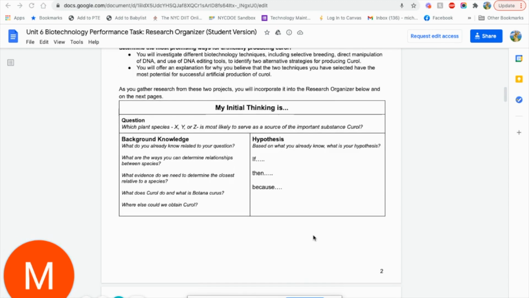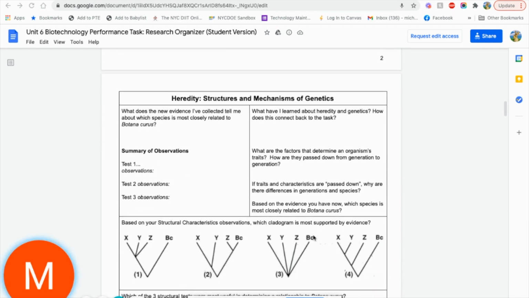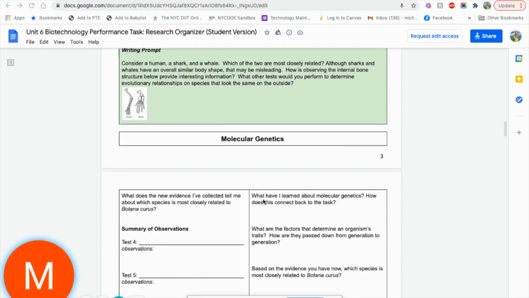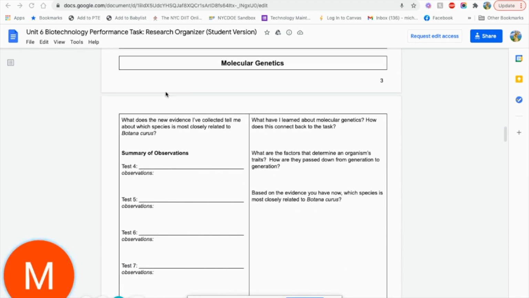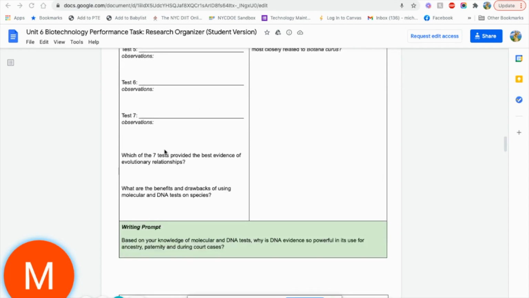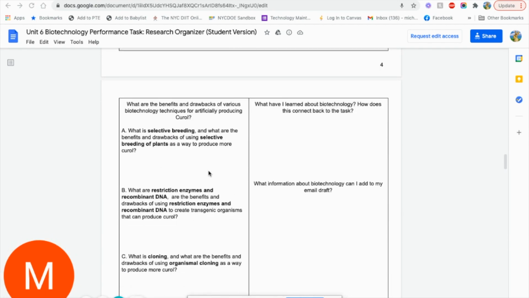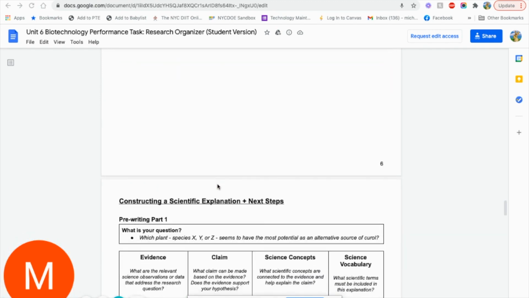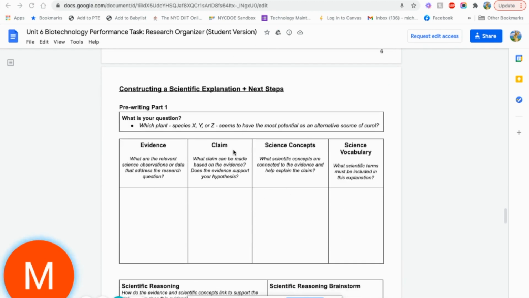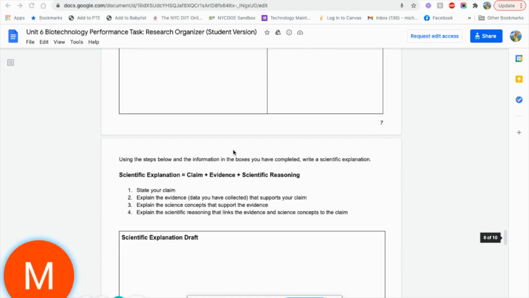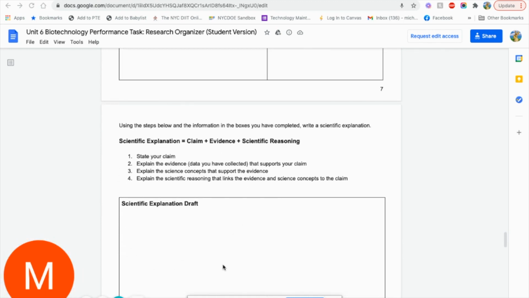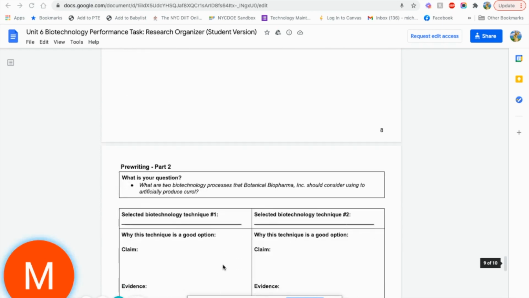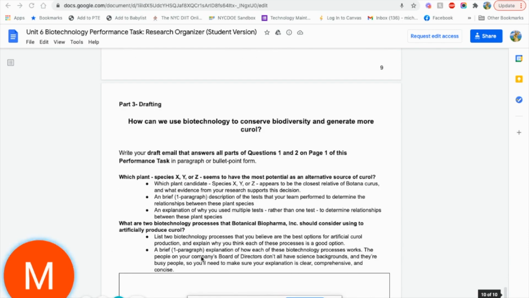We're going to be looking at a question. We're going to be making a hypothesis. We're going to be looking at different tests that we're going to have to do to start making a decision. We're going to be looking at genetics. Again, these are more tests for the labs we're going to be doing. We're going to have some interesting questions about biotechnology. And then finally, we're going to start working on our scientific explanation and begin to craft our claim using our evidence and scientific reasoning, which is going to be useful when we write our email.